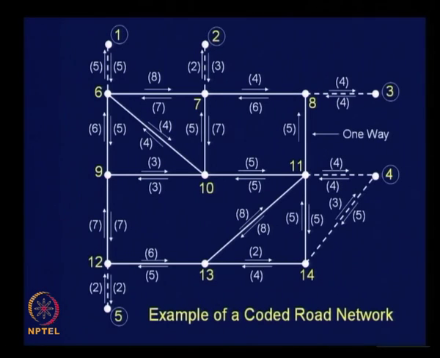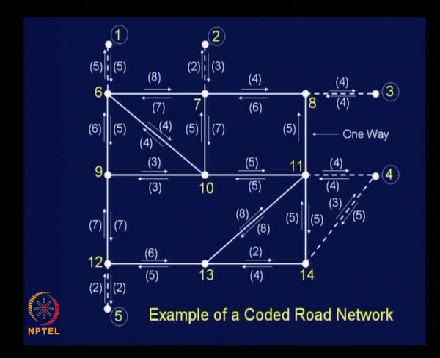This is an example of a coded network, just to give you an idea of a fully coded network in the form of a picture, right. You have all the nodes numbered, and link designations you can get from the node numbers, and the numbers in the parenthesis are the travel times in minutes along each of these links.